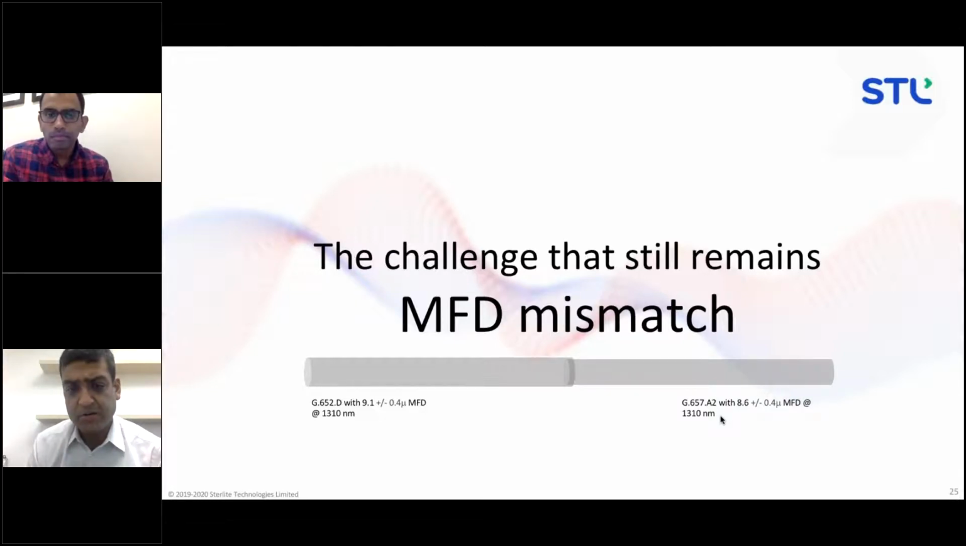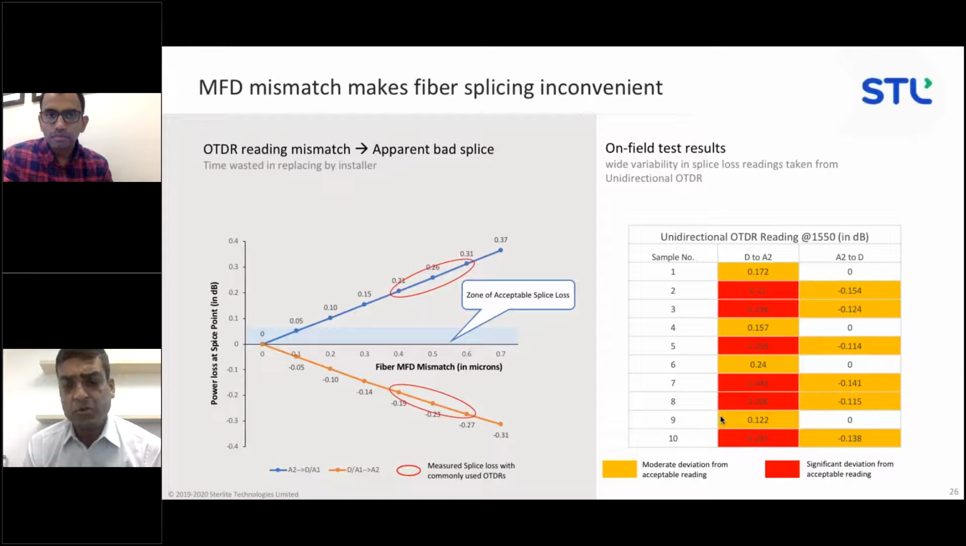Now, why does this matter? Well, let's take a look at the splicing of these two fibers with each other. When we splice two fibers with different mode field diameters, the results show up in the OTDR reading after we do the splicing. Now, in the figure on the left, what we see is a plot of the power loss versus the mode field diameter mismatch. So the number on the x-axis represents the delta between the two mode field diameters. And in the case of D versus A2, you'd be roughly in the 0.4 to 0.6 range, which are the two regions in the circles.